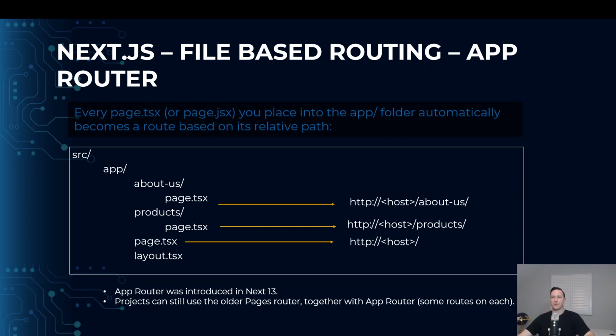Let's talk about how file-based routing is handled in Next.js, particularly with the App Router, which does differ from the Pages router. With the App Router, underneath src, you have the app folder. That is the location of the App Router. Any path that has a page.tsx automatically becomes a route. Right under the app folder, page.tsx becomes / after the host. If we have about-us, that becomes host/about-us. Products, similarly with a page.tsx in it, becomes /products.